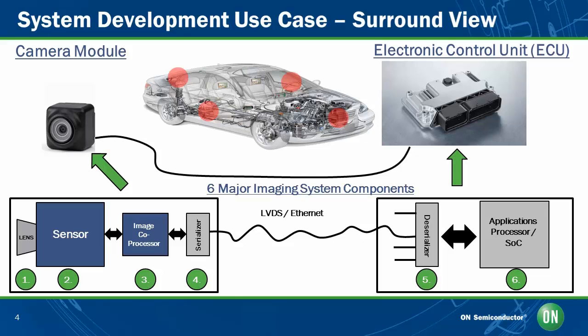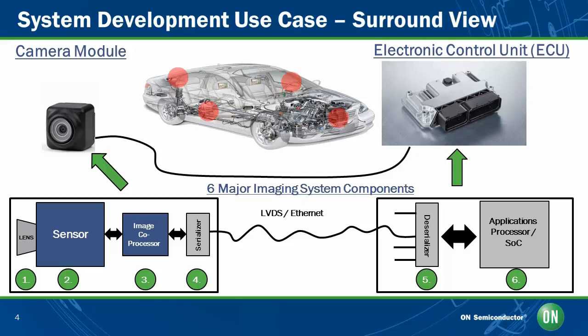Now, from the imaging perspective on the electronic control unit side, what you'll see is an aggregator. We could have a one-to-one serializer, deserializer, but that would add extra components. So what normally you see is an aggregator that will be a 4-to-1 deserializer. And in the case of this surround view, it's very critical that all of these cameras be in synchronous operation.